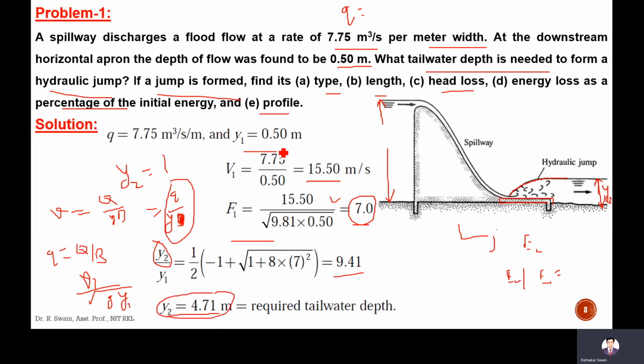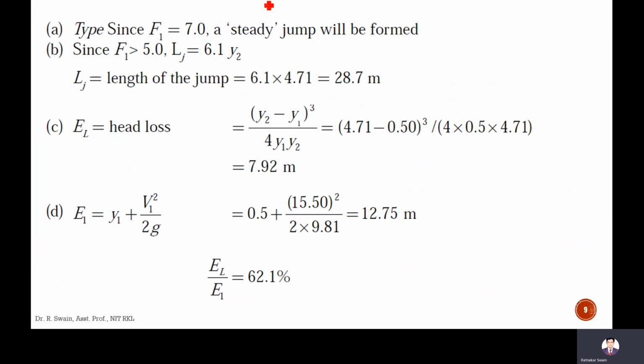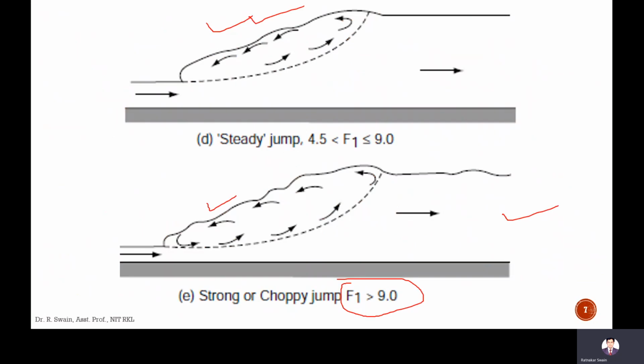Okay, so here Y1 is 0.5 meter, and this sequent depth, its conjugate depth, is 4.71 meter. That depth is required to make the hydraulic jump. This is the equation which is derived for hydraulic jump. So Y2 is calculated using this expression. So to form the hydraulic jump, Y2 must be 4.71 meter. Since F1 is 7, that means it is a steady jump. Already I told that F1 should vary from 4.5 to 9, so here it is 7, so steady jump.